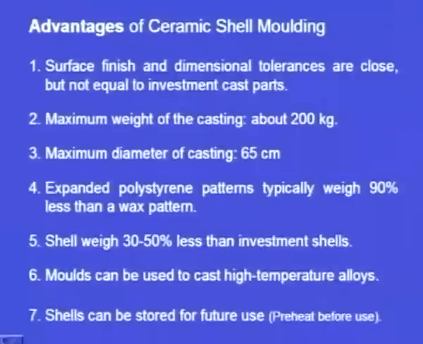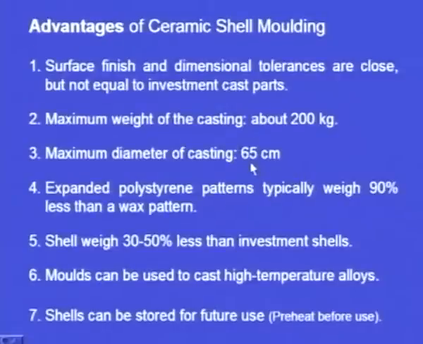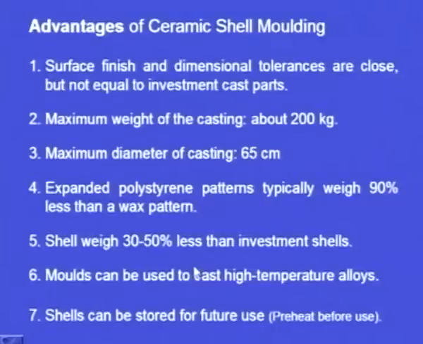The maximum weight of the casting that can be made through this process is about 200 kg. In the investment casting process, generally small castings are made, but here we can make up to 200 kg. The maximum diameter that can be obtained is about 65 centimeters. Expanded polystyrene patterns typically weigh 90% less than a wax pattern. So this is another advantage. The weight of the pattern will be 90% less than a wax pattern, and shell weighs 30 to 50% less than the investment shells. That is another advantage.